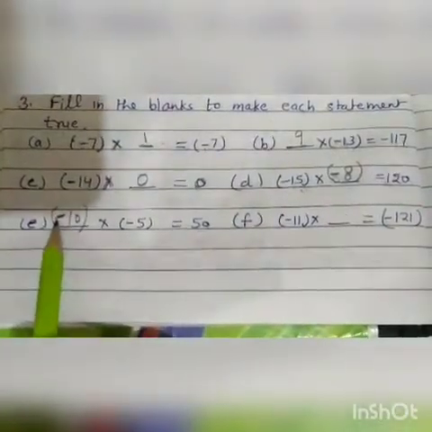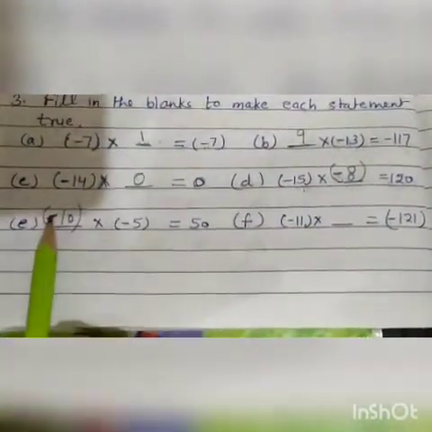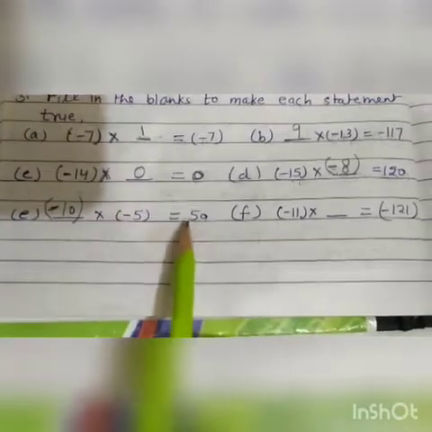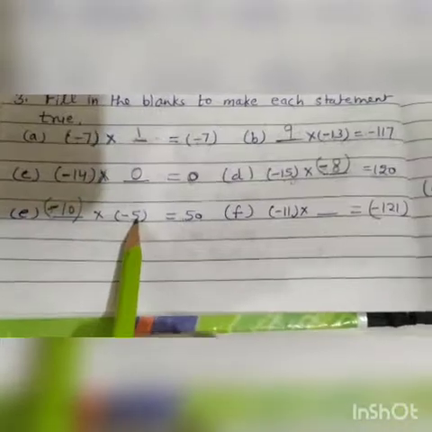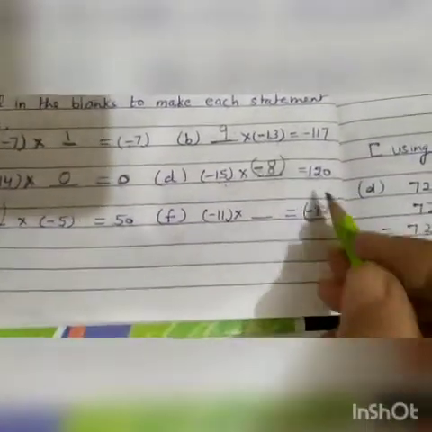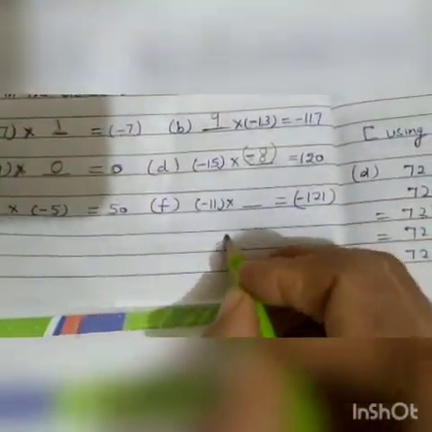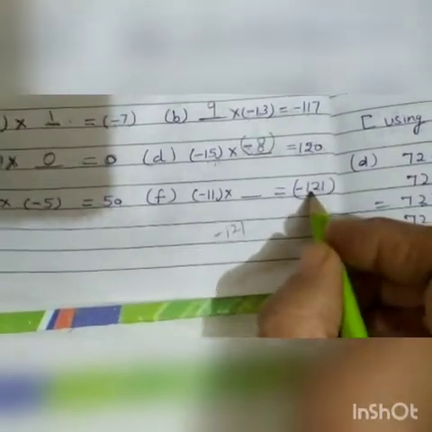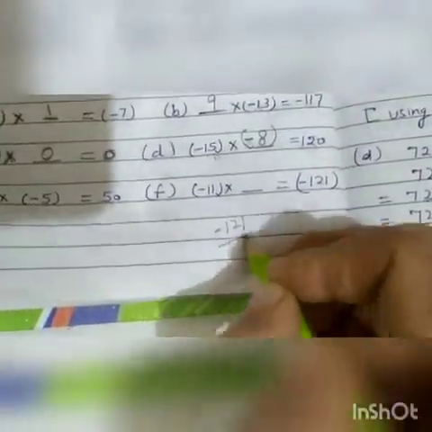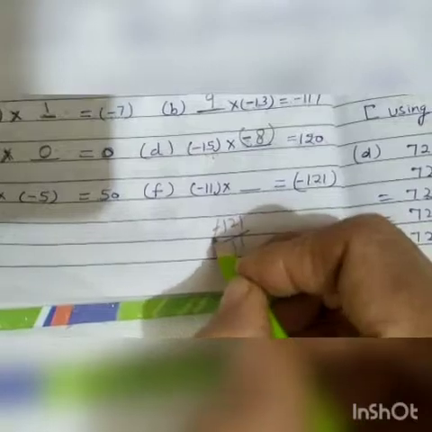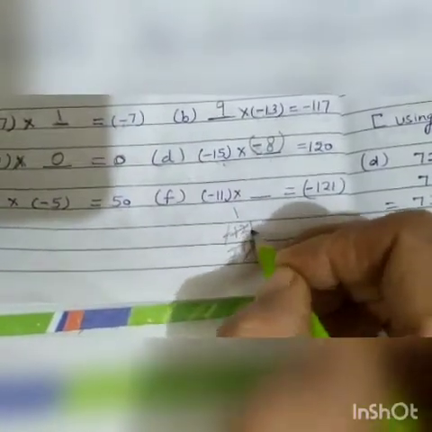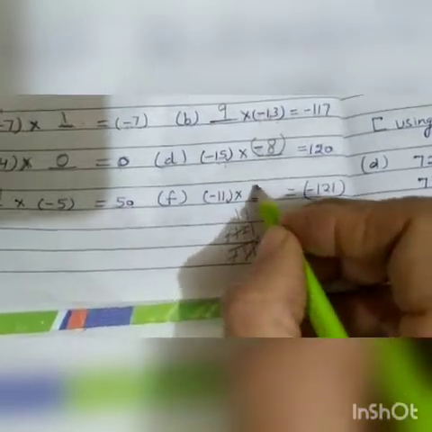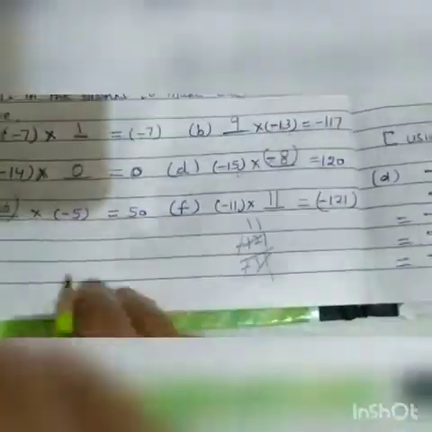Now when two negative integers are multiplied, we get a positive sign. It is already positive. 10 times 5 is 50. In the same way, this one we can do. Minus 121 upon minus 11, minus minus cancel. 11 times 11 is 121, so it means plus 11. So we will write here plus 11.